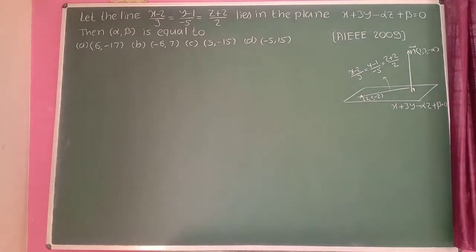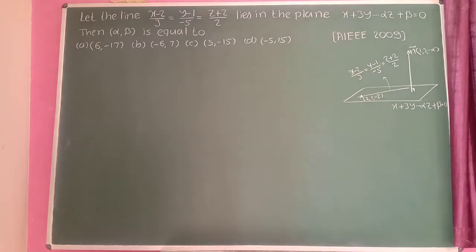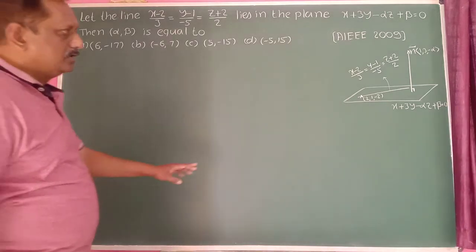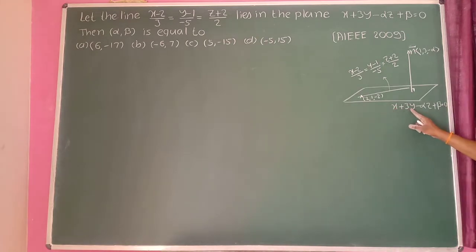So let the line (x minus 2)/3 = (y minus 1)/(minus 5) = (z plus 2)/2 lie in the plane x plus 3y minus alpha z plus beta equal to 0. Then alpha beta is equal to what here? So this is the plane here. The equation of the plane is x plus 3y minus alpha z plus beta equal to 0.